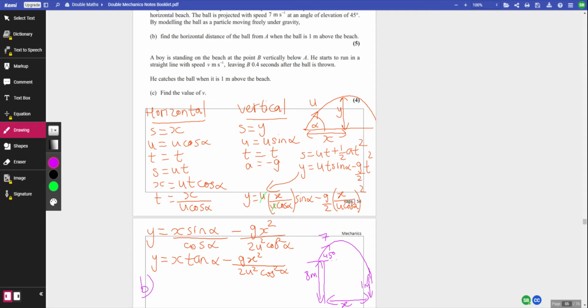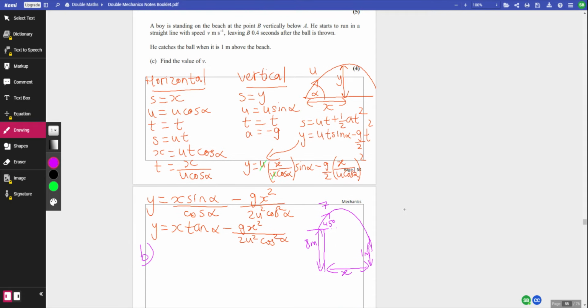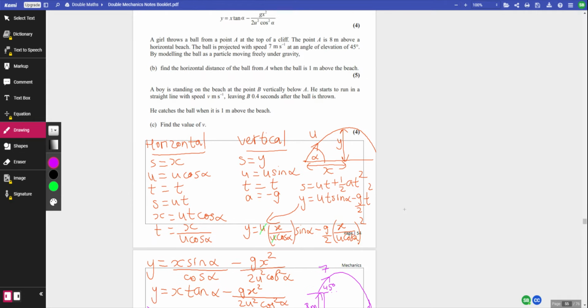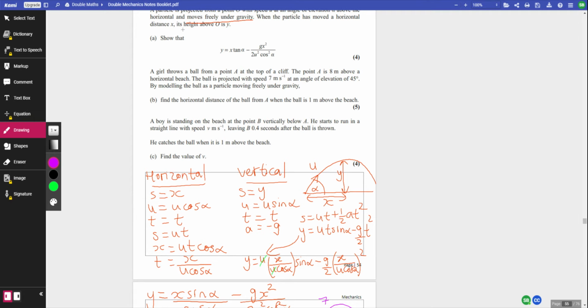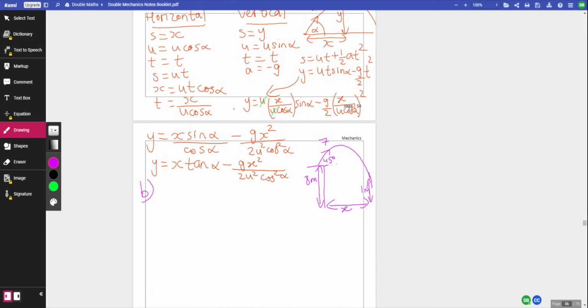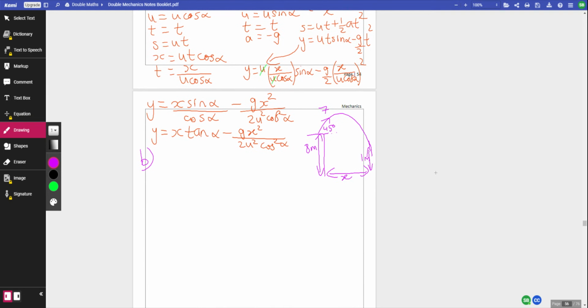So a quicker way of doing this question would just be to use the equation that we showed in part A. So we know the vertical distance that this ball has traveled. So remember y, the question told us that y in the equation that we proved was its height above O, O being the point from where the ball was thrown. So if we think about that, y is the displacement of the ball. It's the height above where the ball was thrown. So it's the height above the point A.